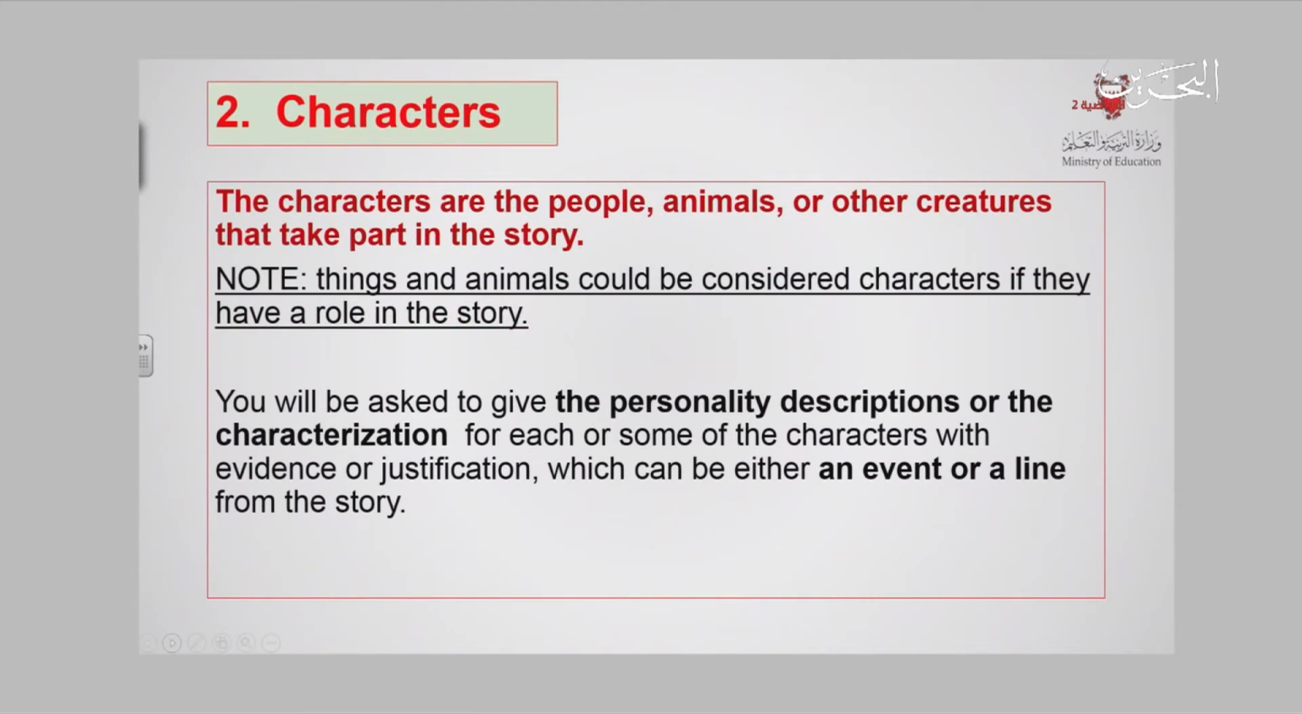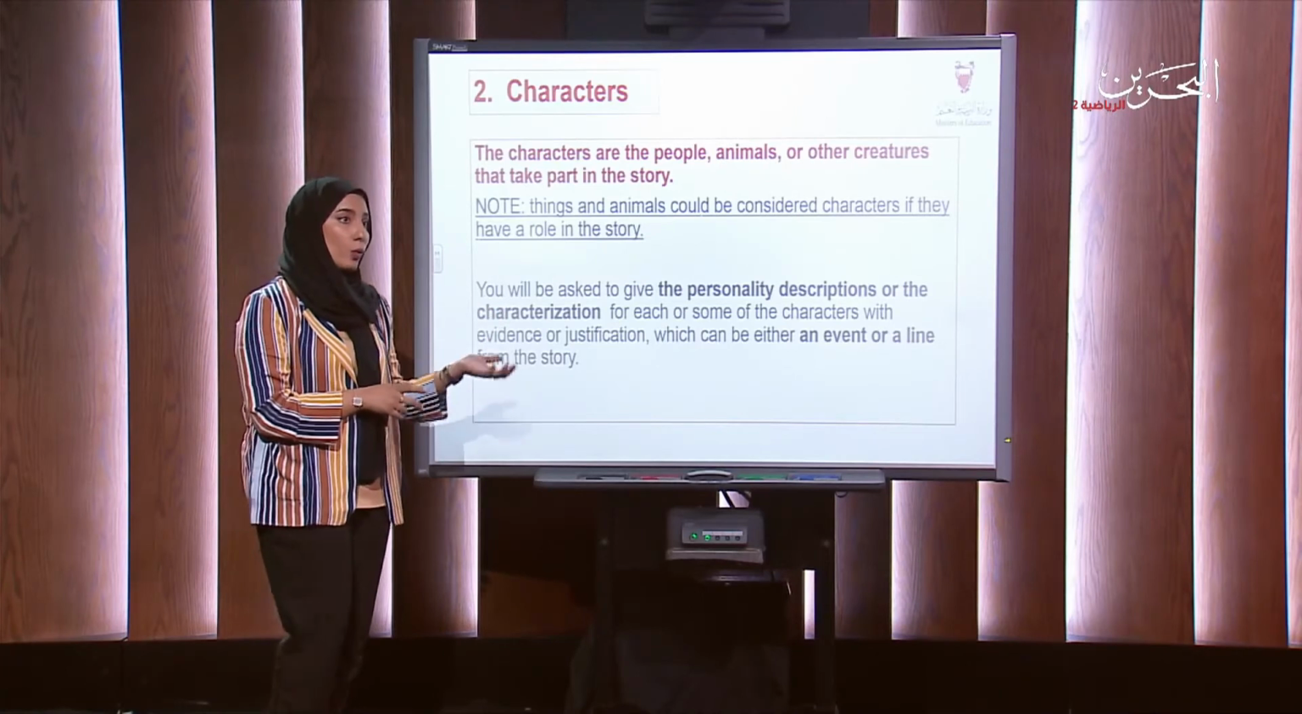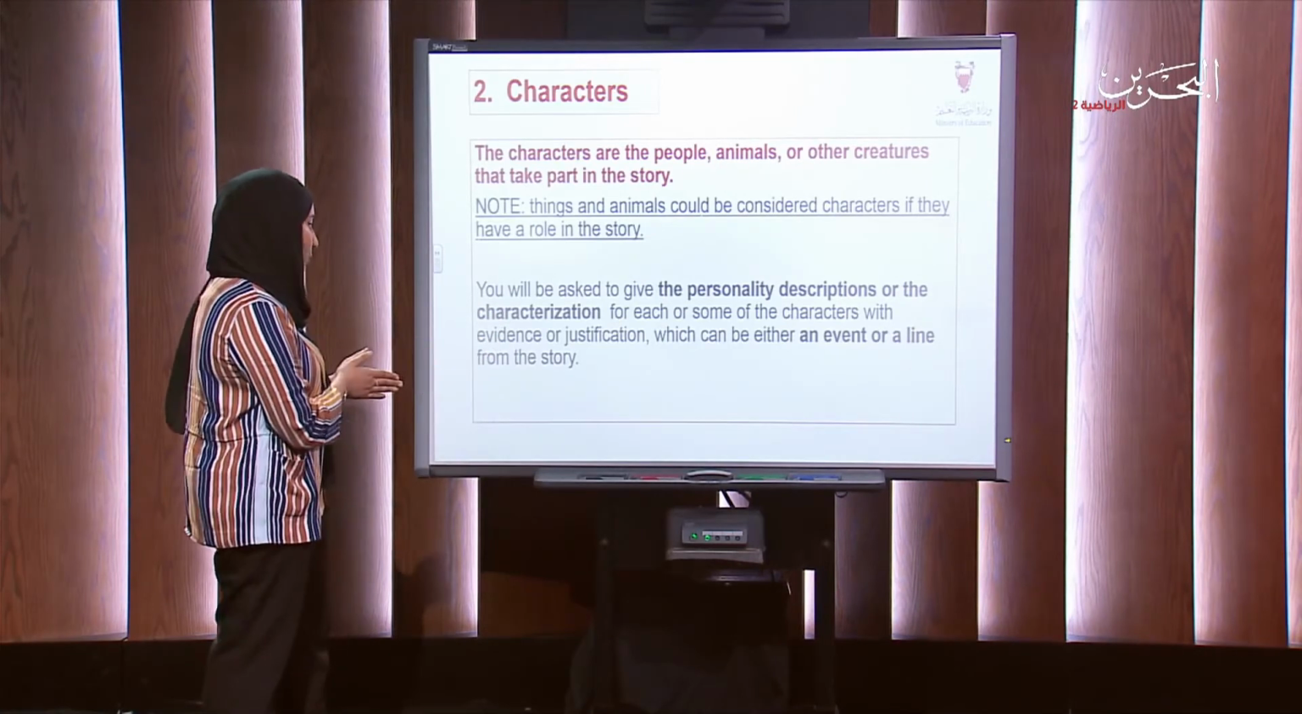Now, moving on to the second element, which is character. When we talk about a character, it is the person or a thing that is having a role in the story. So he is the one that is representing and playing a major role in the story. It can be a person, an animal, or a thing, as long as he or she is having a main role in the story.